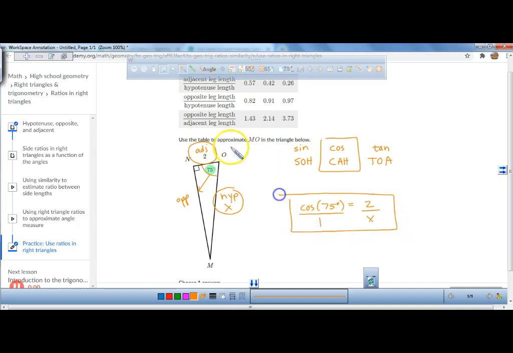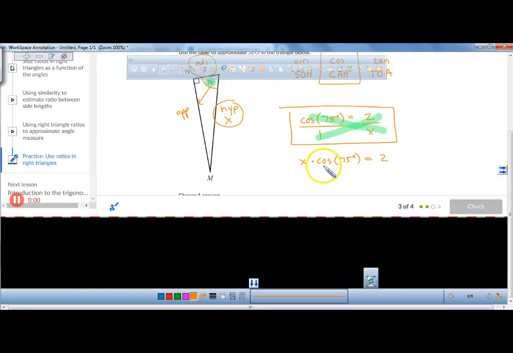Now once I make my proportion, it becomes very easy. All I have to do is just cross multiply. When I cross multiply, my cross products are x times the cosine of 75 degrees equals 2. Now whenever you get this situation, you need to divide both sides by the cosine of 75 degrees. And when you do that, you're going to get the answer. But your calculator must be in degree mode.